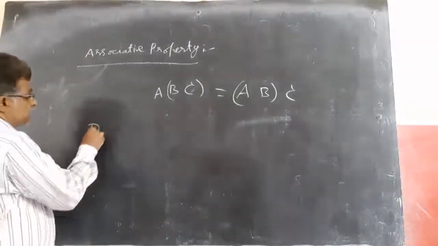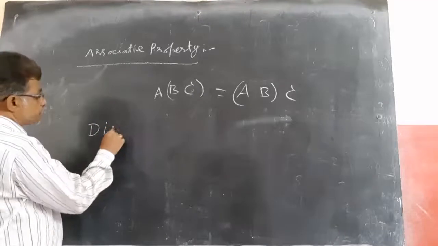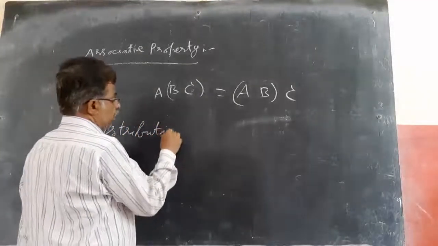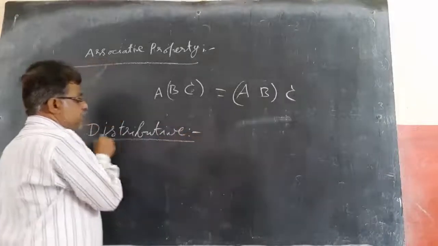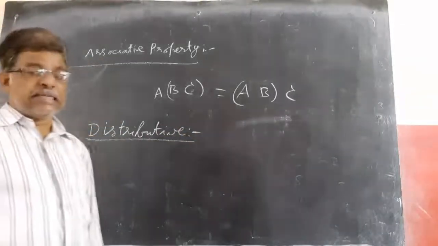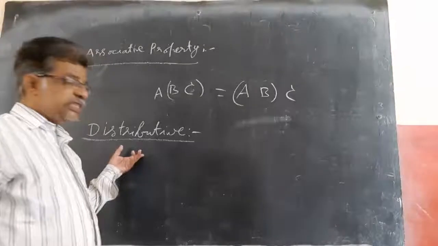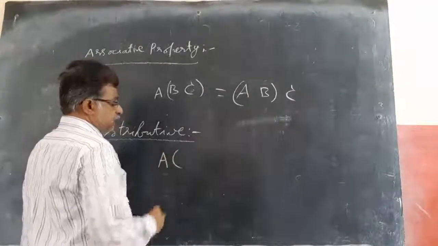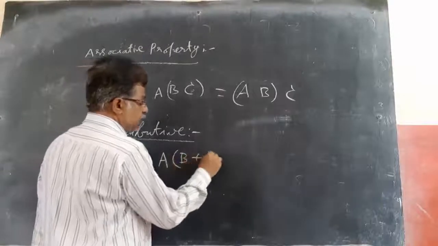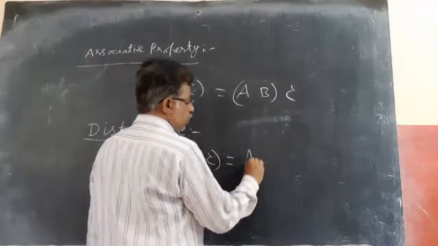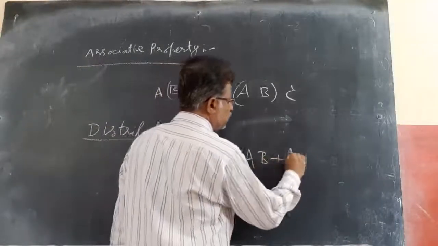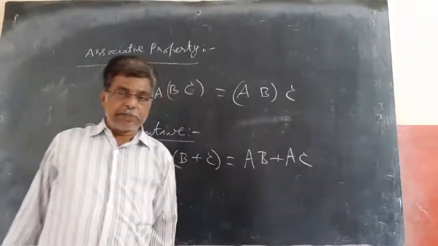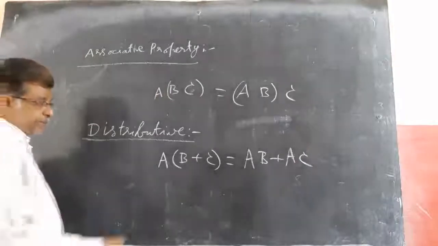Next, the distributive law. Distributive under matrix addition and multiplication. This is a combination of addition and multiplication. Distributive is applicable in matrices. A into B plus C is always equal to A into B plus A into C. So you can multiply A into B plus A into C. The distributive property is applicable to matrix multiplication.